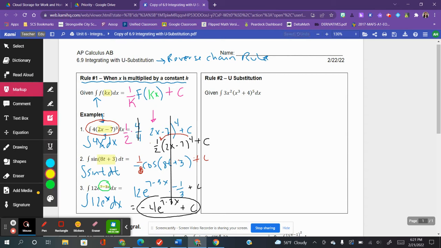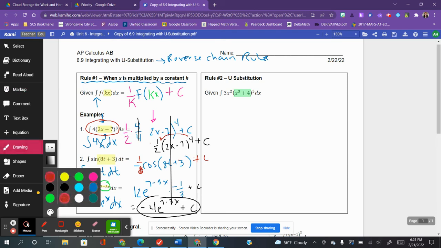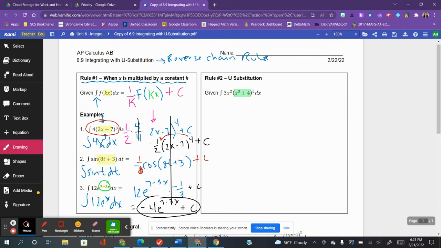What happens, though, whenever my inside function is not linear, right? In this example, under rule number 2, I have a cubic function inside. So that's going to make things a little bit more difficult, or a lot more difficult, okay? So again, U-substitution is like the reverse chain rule, which means that I'm dealing with a composite function. And when we deal with a composite function, we're always dealing with this inside function and this outside function.